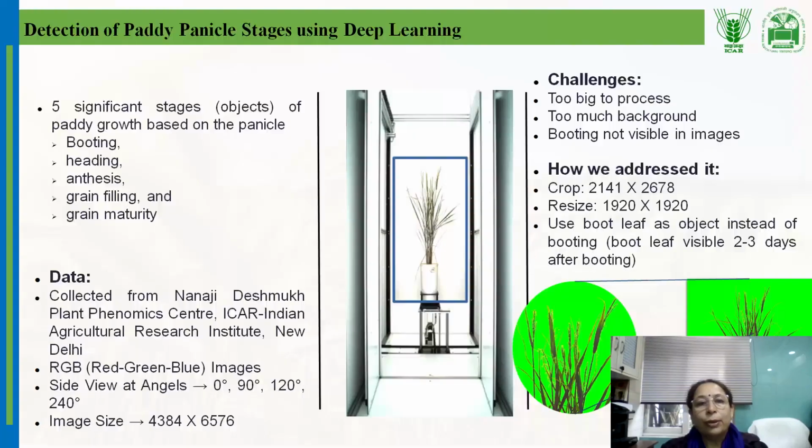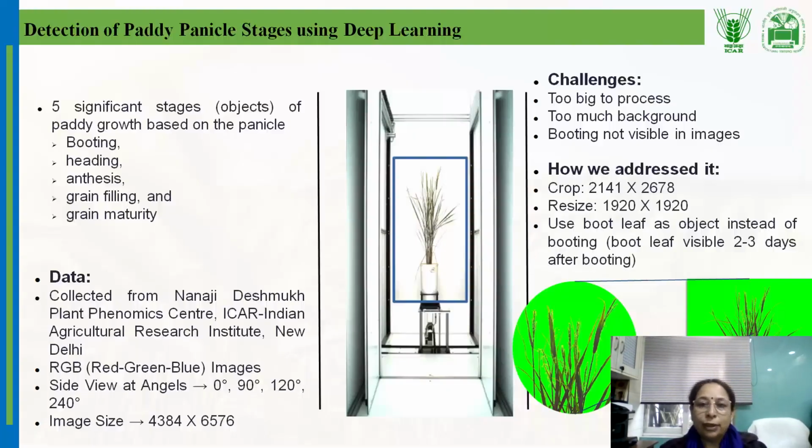Now we are going to talk about another study which is on the rise, which deals with the detection of panicle stages. In this case, we have gone a step further in which we are dealing with the identification of different stages. Because all these stages are interrelated, we have considered 5 significant stages of the paddy growth based on the panicle. These stages are the booting stage, heading stage, anthesis, grain filling and the grain maturity stage.